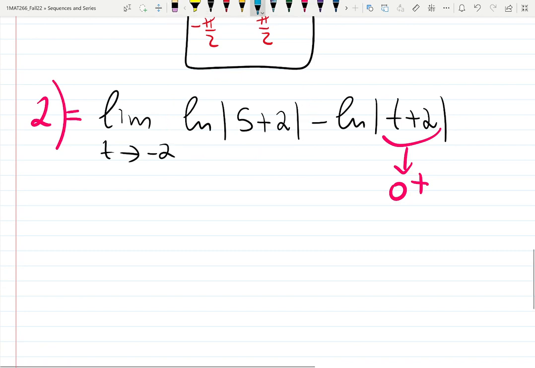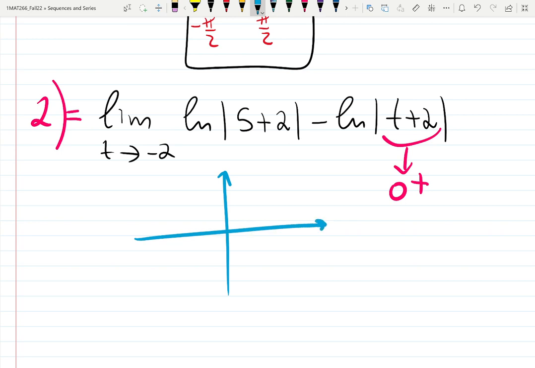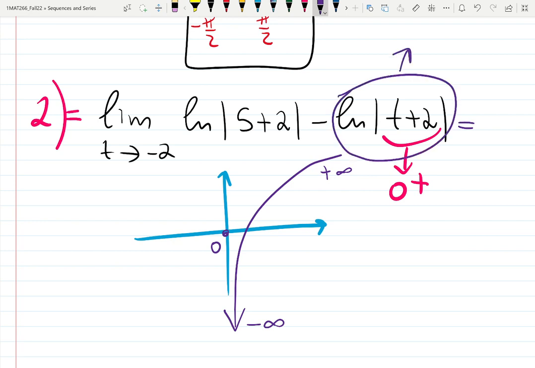The second one, to know the answer, you need to remember the graph again. The graph of the logarithmic function looks like so. At infinity, it goes to infinity, but around 0 from the right, it goes where? Down. Going down, down, down. To minus infinity. So everything diverges. Since this whole thing goes to minus infinity, the answer is plus infinity because minus and minus.